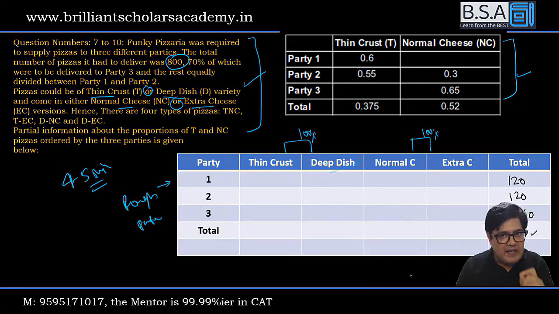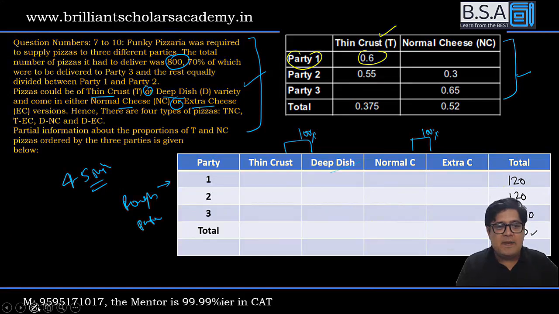Now I get a number that in party 1, 60% ordered thin crust. So what is 60% of this? 60% is 72.